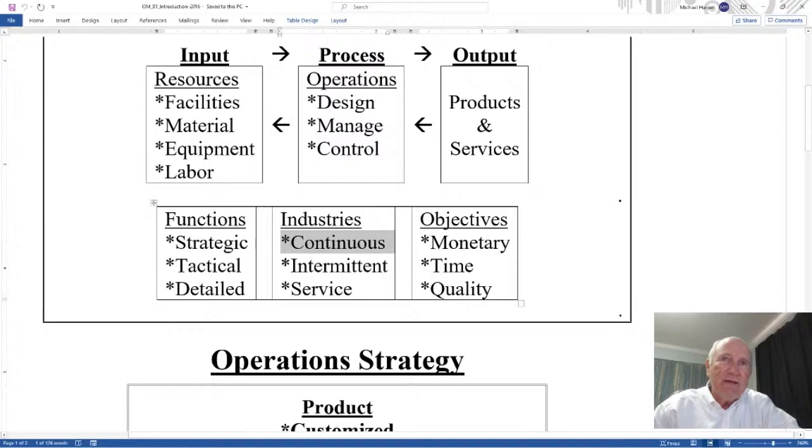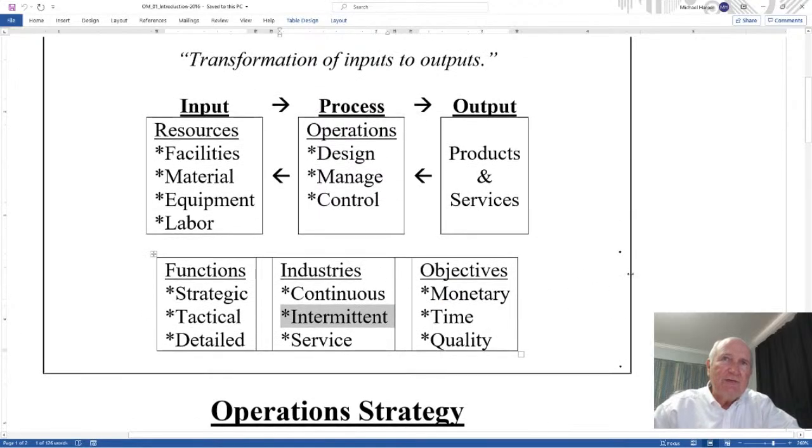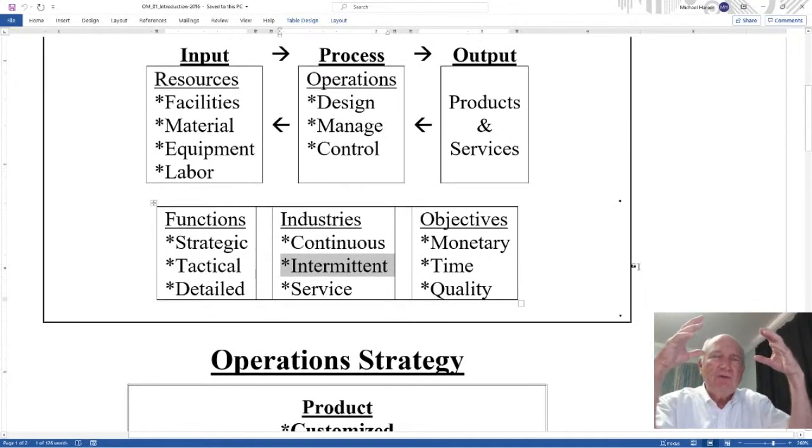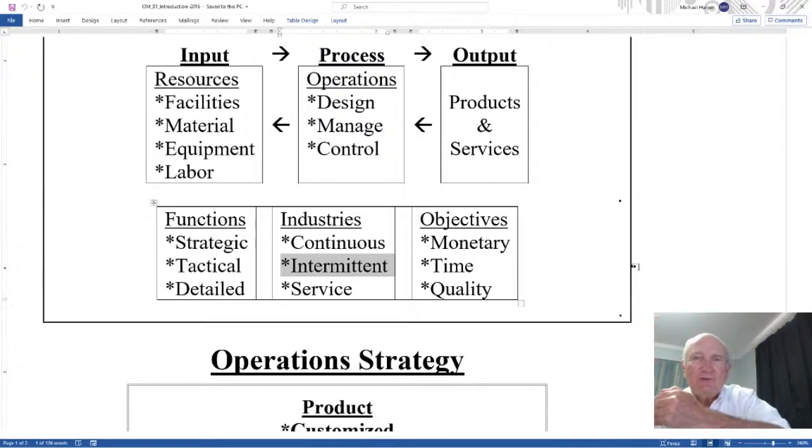The second is intermittent. The intermittent industries are a combination of the continuous operations where you have, let's say, an assembly line and production, but then you don't produce just the same thing all the time. You shift it over to a different product line. So the textile industry is a good example of different product lines.